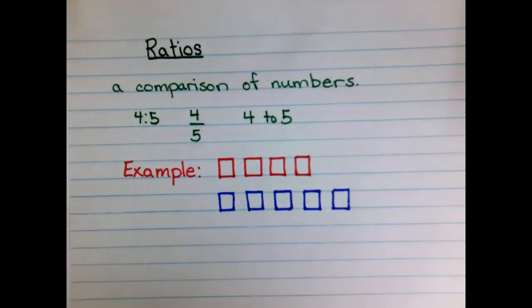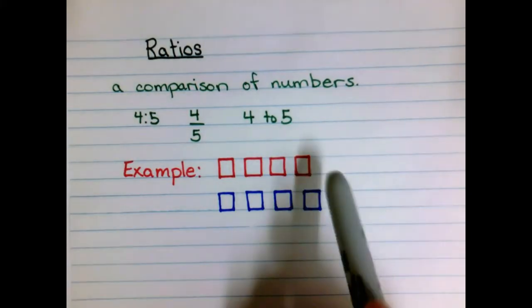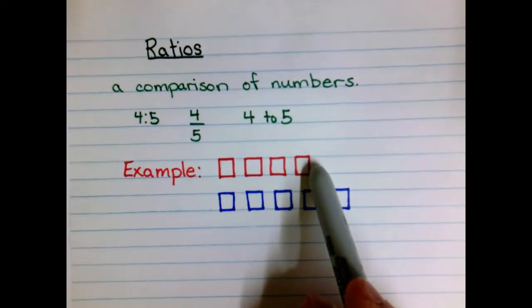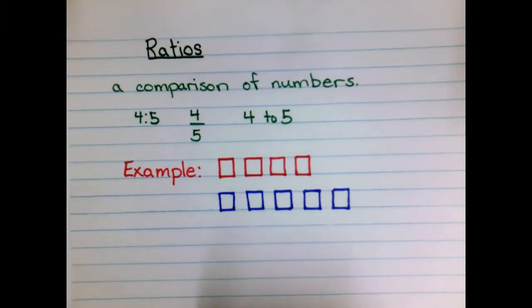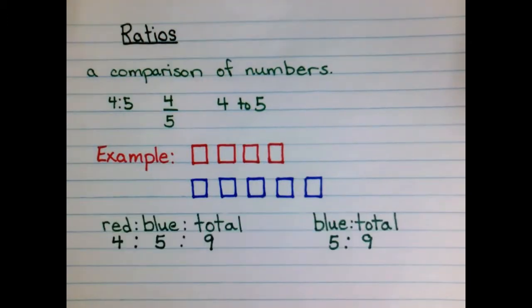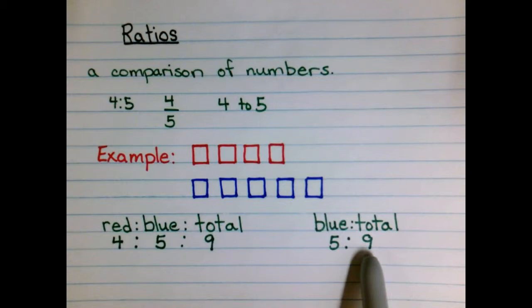If we look at this example, then the 4 would represent the 4 red squares and the 5 would represent the 5 blue squares. Another example of ratios that we can use with this example is if we look at the total number of squares, and we can write ratios of the red to the blue to the total, or blue to the total, or red to the total. With numbers, the ratio of red to blue to total would be 4 to 5 to 9, and the ratio of blue to total would be 5 to 9.